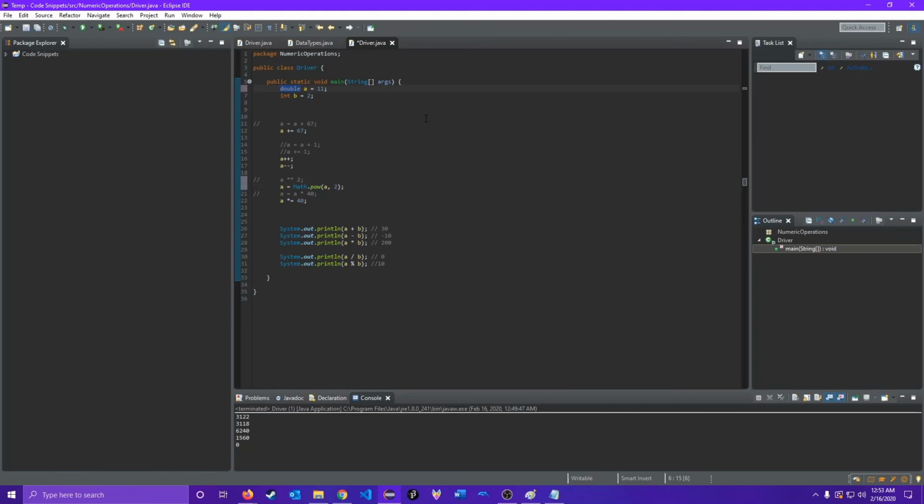And actually, here's what we'll do. We'll just say double C equals. So now we're squaring a and we're storing it in C. Or alternatively, if you wanted to square a efficiently, you could say a times equals a, and that would be another way to do that.